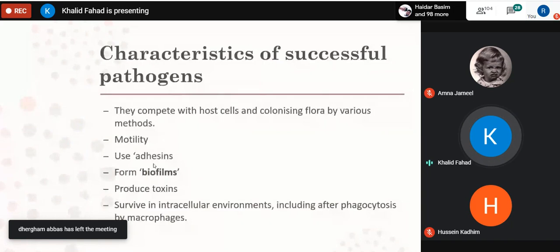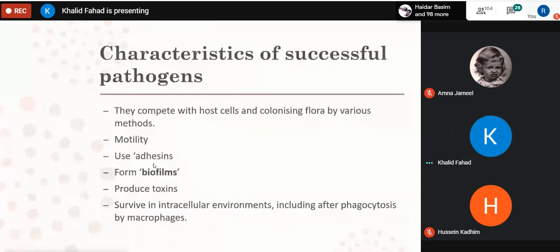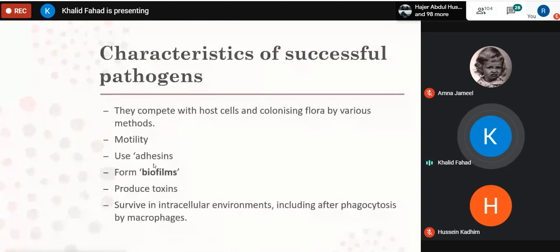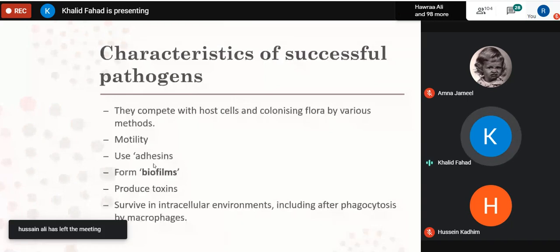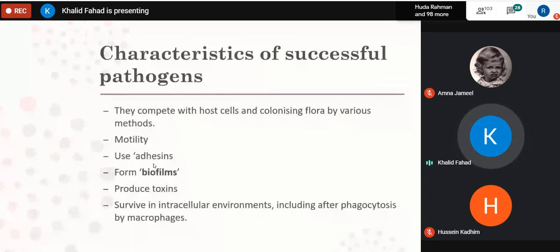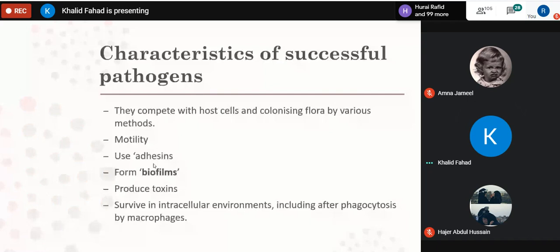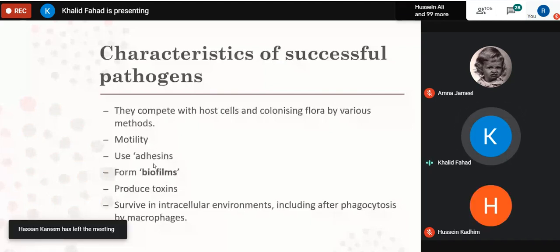What are the characteristics of a successful pathogen? How will the pathogen cause a disease in the susceptible host? It should compete with the host cells and colonize the flora by various methods. It should have motility, use adhesins or form biofilms. For example, in a patient who has a Foley catheter inserted in his urinary tract, if the pathogen can create a biofilm around the Foley catheter, it will cause successful infection and disease.